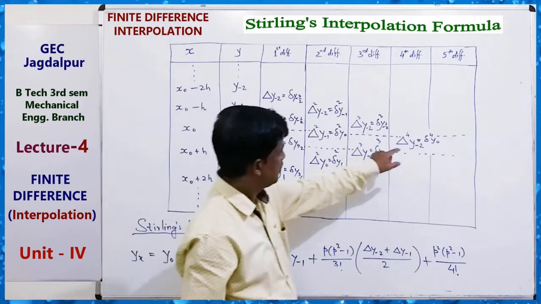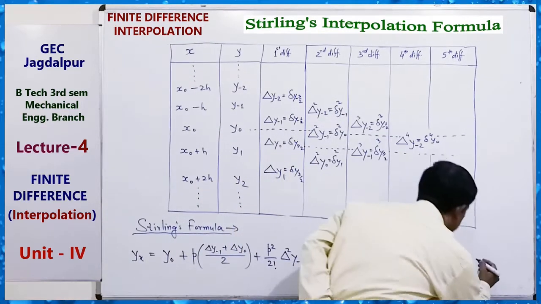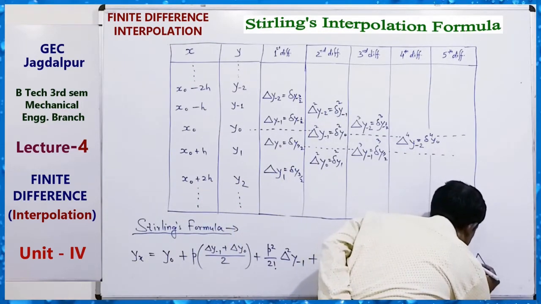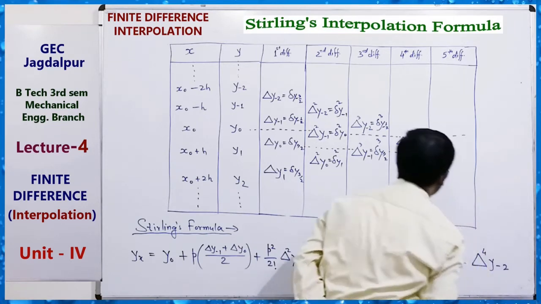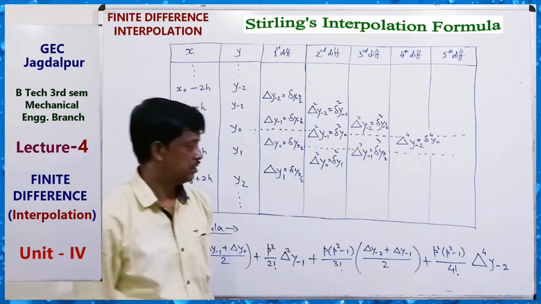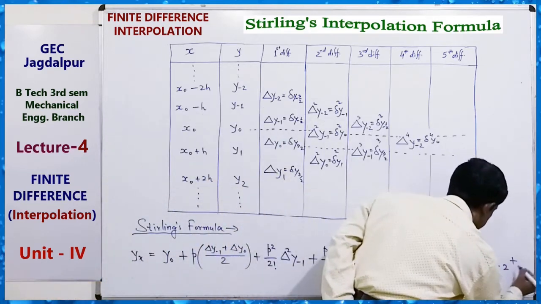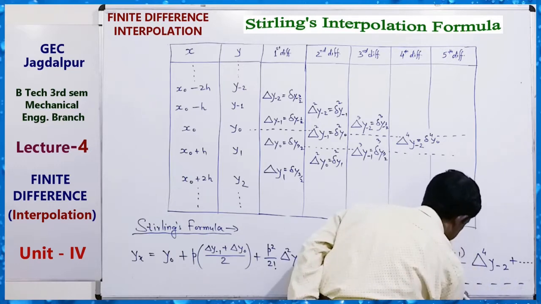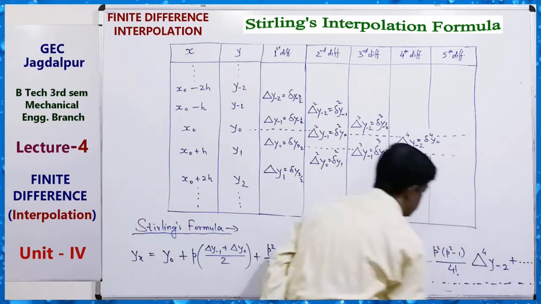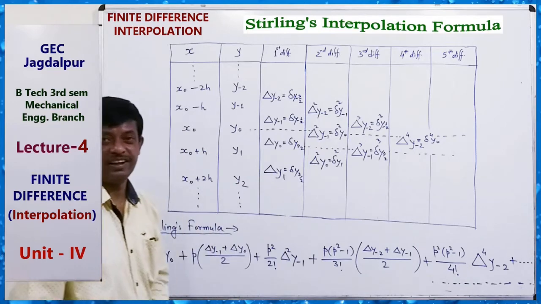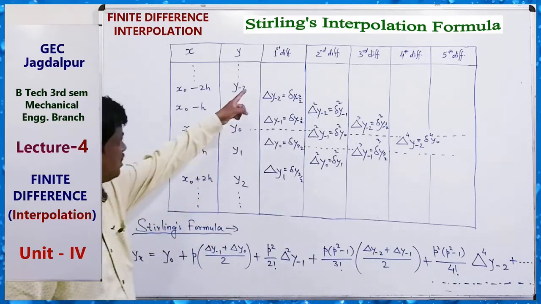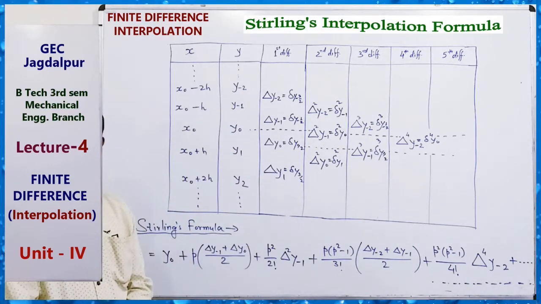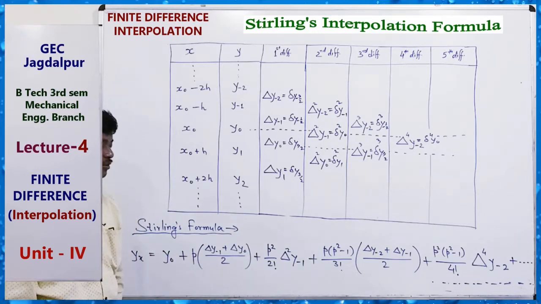And write this, del 4 y minus 2, and plus, and so on. So this is the Stirling formula in terms of forward del notation. Okay. Central del notation, you can also write it.